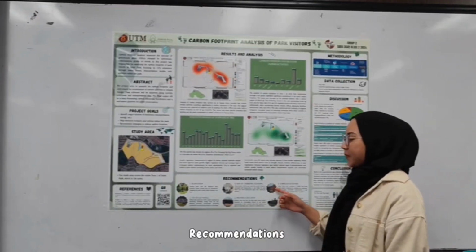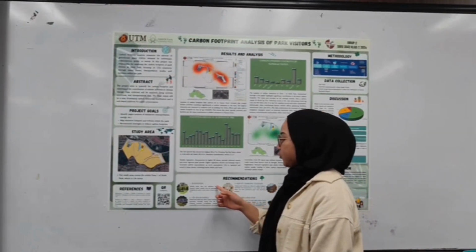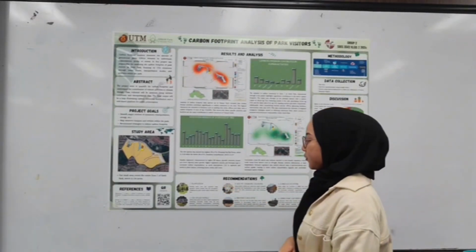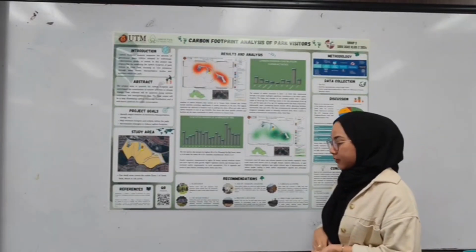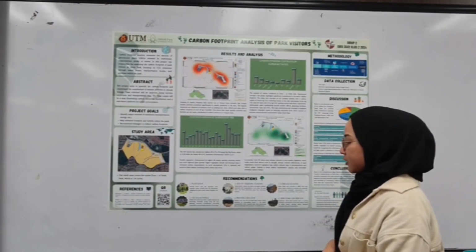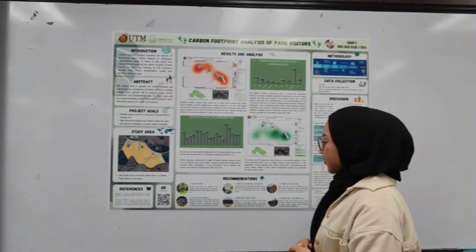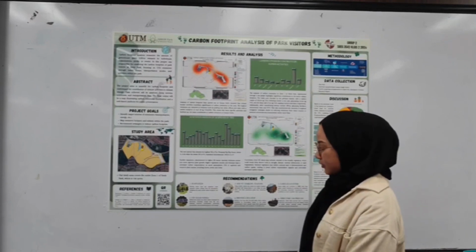Next, moving on to the recommendations. For the long term, we would like to suggest SIREH do plantation. Planting native trees and vegetation helps reduce carbon dioxide in the atmosphere, mitigating the carbon footprint of the park. Next, we would like to suggest using solar panels. Adding solar panels can reduce carbon footprints by harnessing renewable energy from the sun, offsetting electricity consumption.